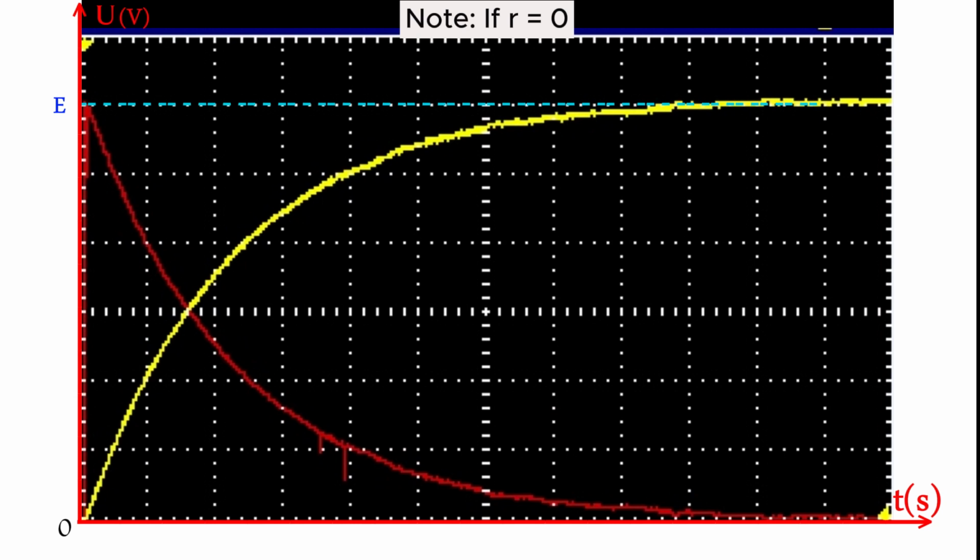Assuming that the small resistance r of the coil is 0, we can see that UR of t will have an asymptote which has the same value as the generator voltage, and that UL of t will reach the asymptote which becomes 0. We can therefore conclude that there is no resistance and no difference between the asymptote and the generator voltage.